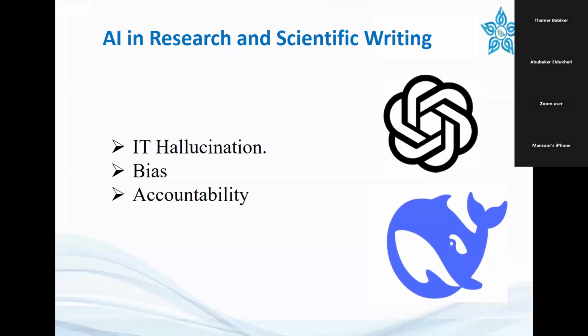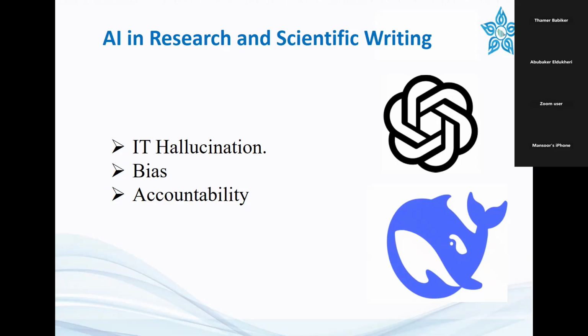Before we conclude today's talk, now we are in the era of AI. We wanted to know about AI in research and scientific writing. What do we think about it? AI is a tool and can be used or abused. It might be very helpful in brainstorming, but not in reviewing, for sure, and not in writing, for sure, because AI is susceptible to what we call hallucination.